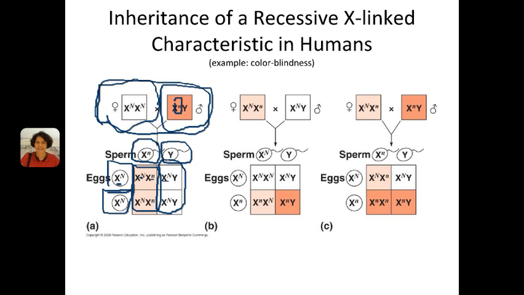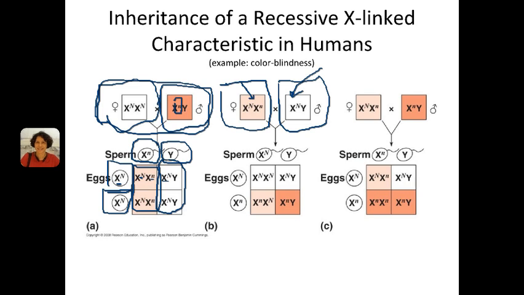In the second situation, we've got a woman who is a carrier for the disease, mated with a man that has normal vision. So she is a carrier, which means she's got one normal allele and one mutated allele. He has only the normal allele in his one X chromosome.